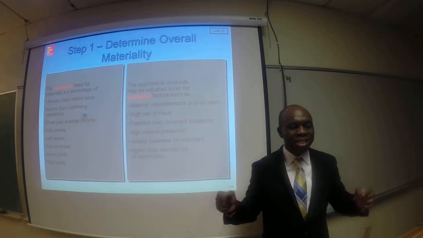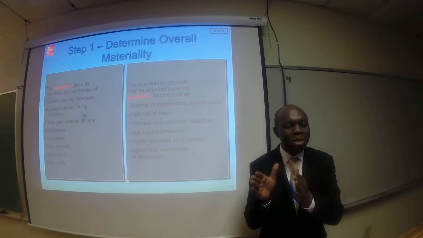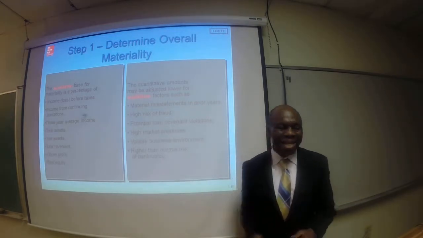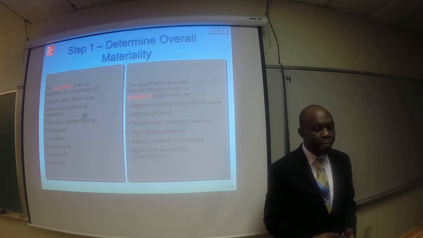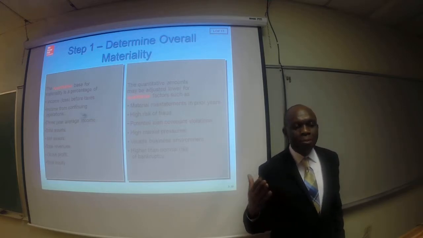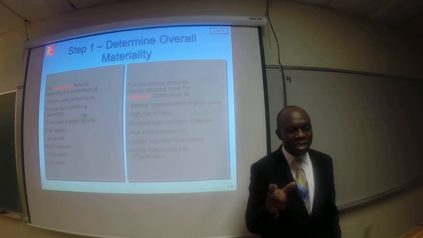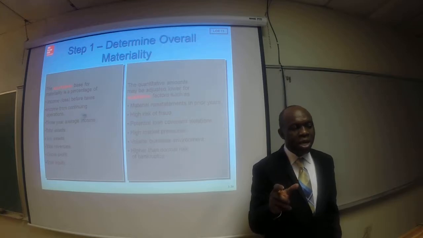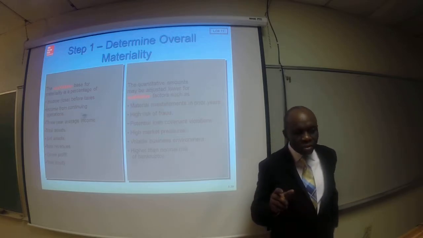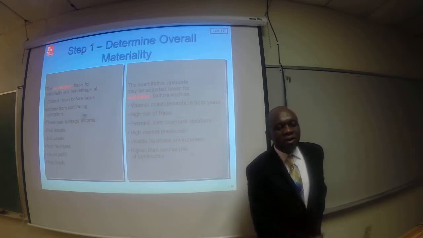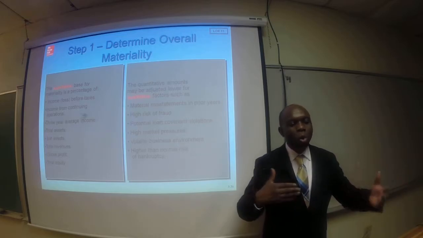Here we said that the quantitative base for the computation of materiality is a percentage of one of these items, okay? So it could be a percentage of the total assets, it could be a percentage of the net assets, it could be a percentage of total revenues. So we need to go ahead and make that calculation in order to determine the overall materiality. Now, that amount, that is the quantitative amount, may be adjusted lower or higher for qualitative factors.